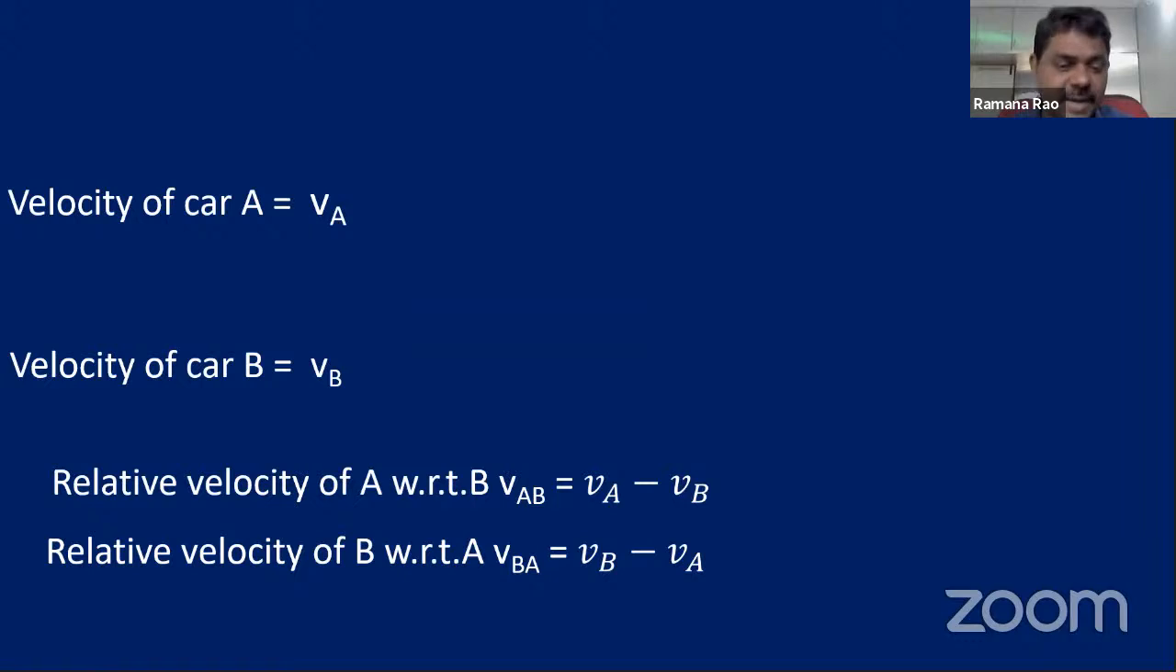So what is relative velocity? The relative velocity of car A with respect to B. Dear children, with respect to B means that if B is observing, what is the velocity of A?